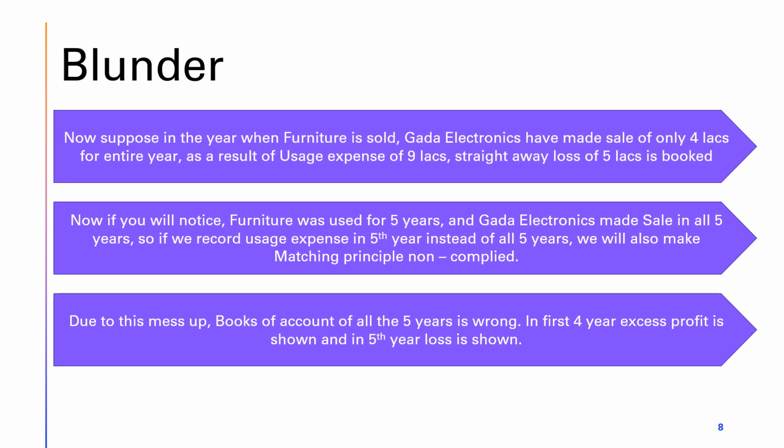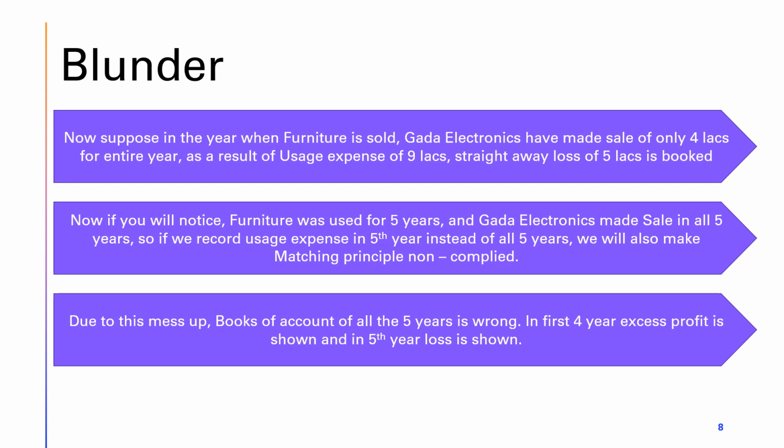After charging 9 lakhs, Jethalal suddenly realized that he has made sales of 4 lakhs only for this year, and after charging this expense, his loss would be 5 lakhs. Whereas the cash spent on this 9 lakhs was at the time when the furniture was purchased. So basically, 2 years of books of accounts have been prepared erroneously.